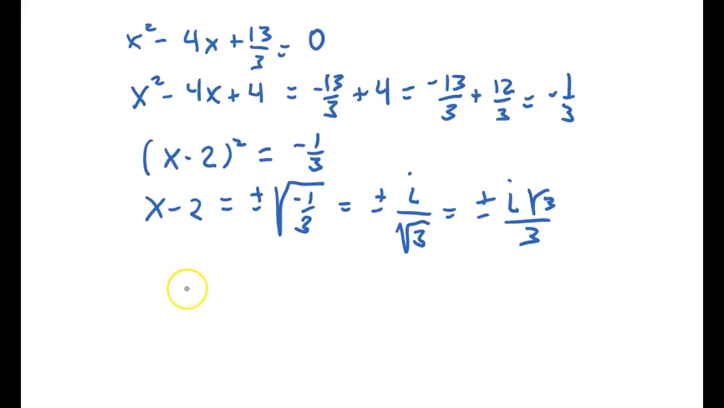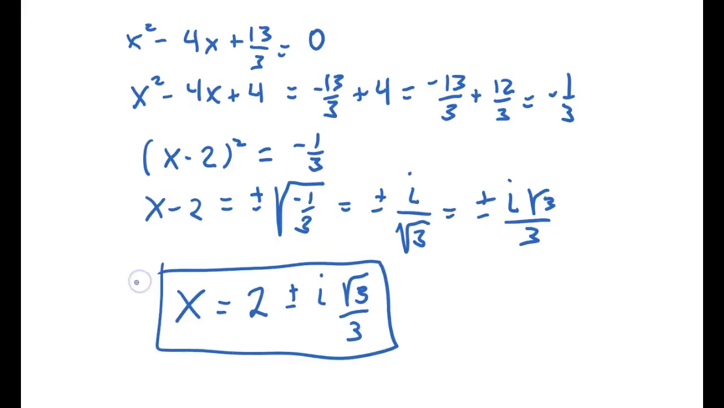So, final answer, I'm going to add 2 to both sides. x equals 2 plus or minus i root 3 over 3. So we have two complex roots that happen to be conjugates of each other. And that's how you use completing the square to solve a quadratic equation.